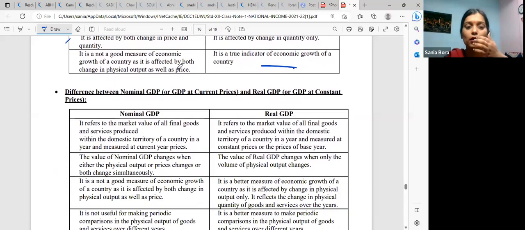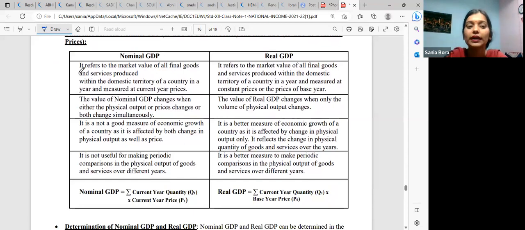Yes, ma'am. Now again, the nominal GDP, which is GDP at current price, and real GDP, GDP at constant price. Already told you, real means constant. So nominal refers to the market value of all the final goods and services produced within the domestic territory of a country in a year and measured at the current price. Here, same thing, but the prices will be constant prices, or the prices of a base year, right? The value of nominal GDP changes with either physical output or price changes, or both change simultaneously. But the value of real GDP changes only when the volume of physical output changes.